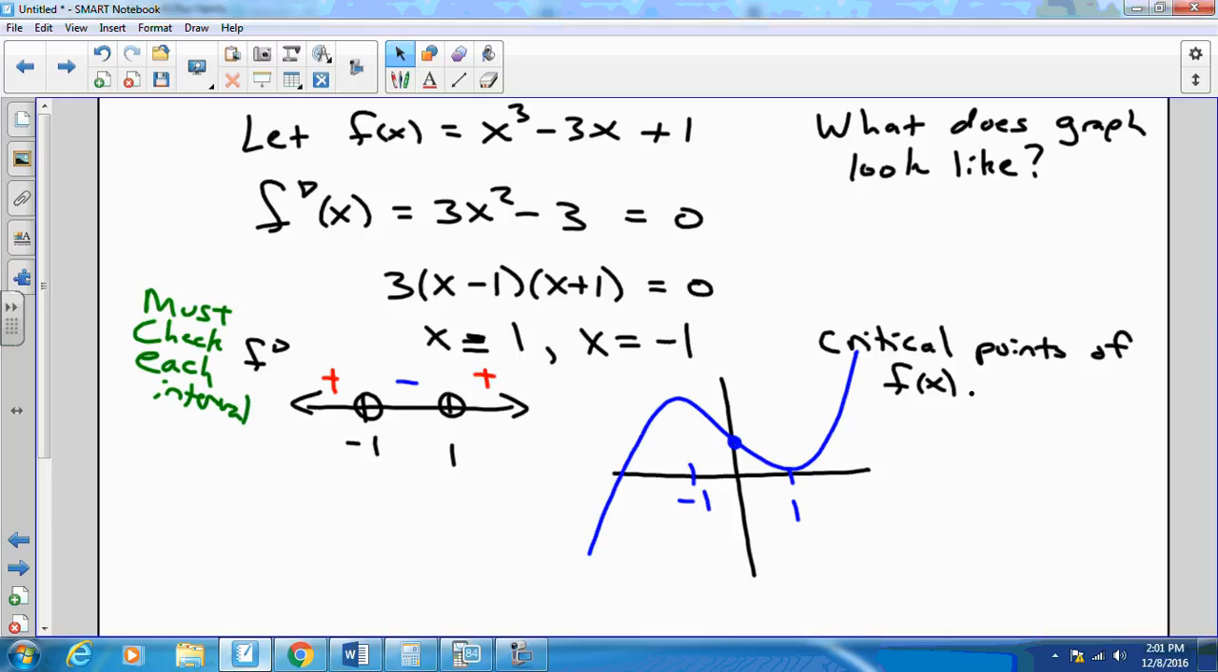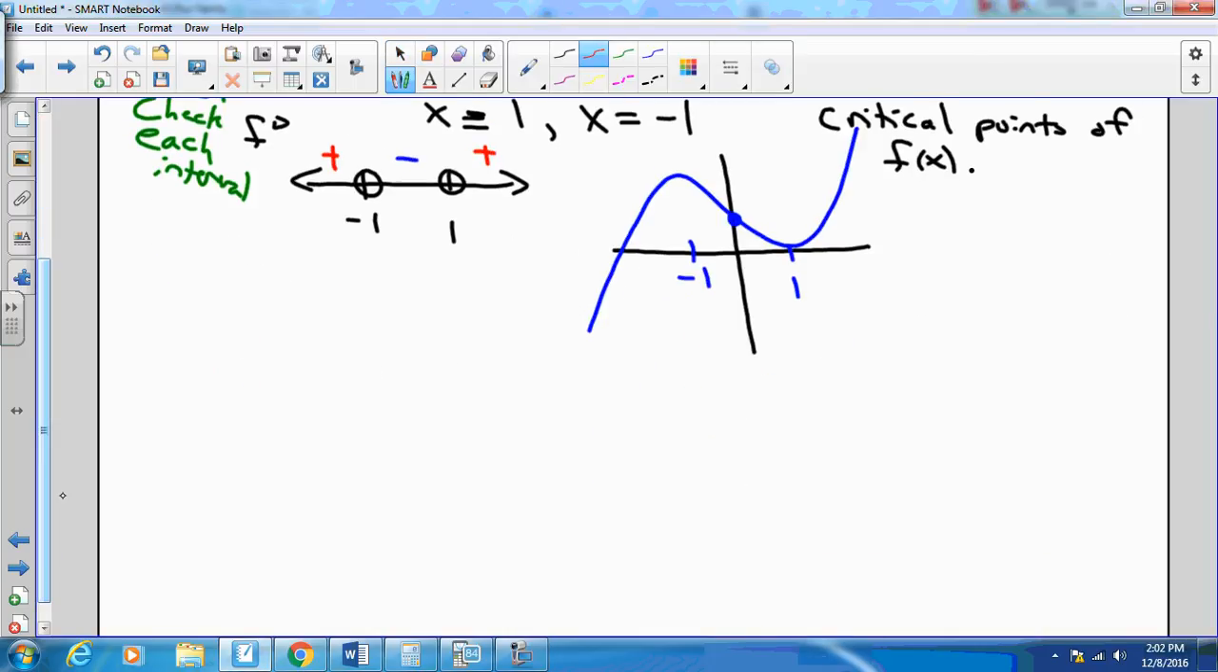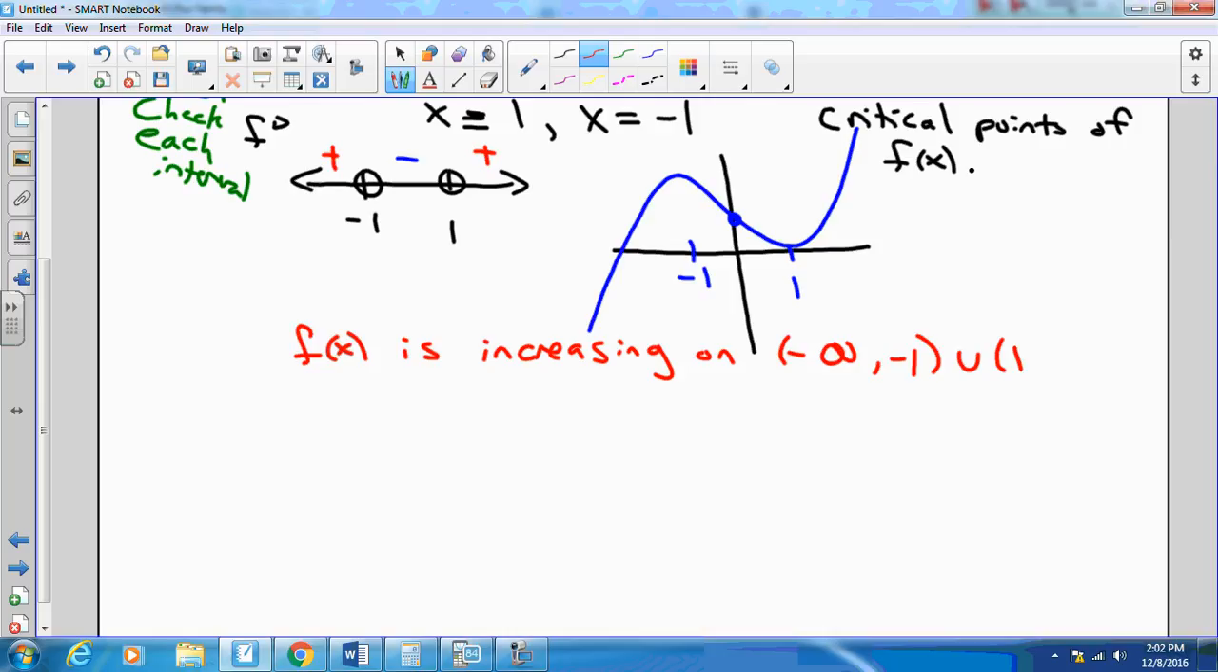How are we doing so far? Does this make sense to everybody? Now, if we wanted to describe what's happening here, then we would describe the increasing or decreasing with the following language. We would say that f of x is increasing on the intervals negative infinity to negative 1, union 1 to infinity. And here, we're going to say the magic language that comes straight from our theorem, because f prime is greater than 0.